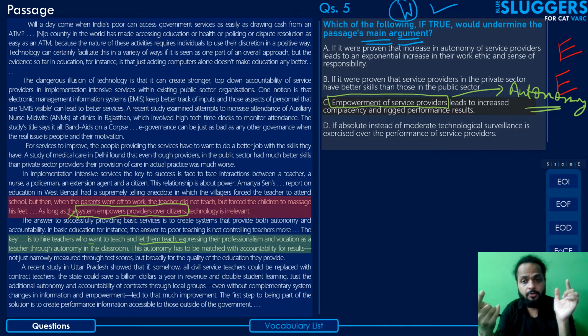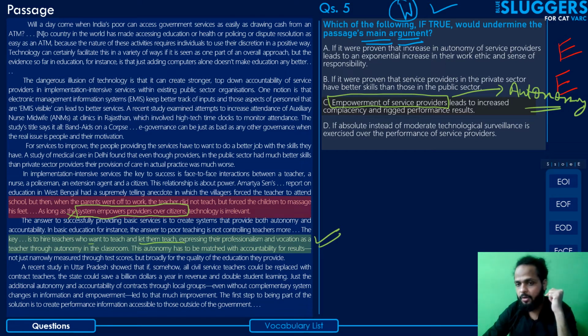But if you want to talk about empowerment of providers over citizens, then you need to mention that it is not just empowerment, it is rather empowering providers over citizens, giving the providers an upper hand over the citizens. If it is mentioned in a general way, then it has to be taken in a general way, for which the correct point of reference will be this. Hence it relates to autonomy. So according to the passage, autonomy should lead to positive results, right? So this is an answer to the problem according to the author.